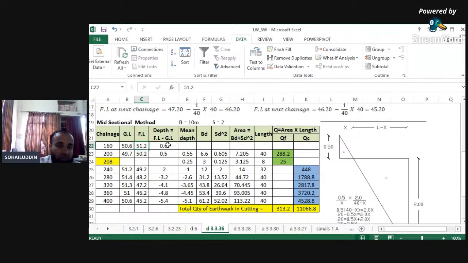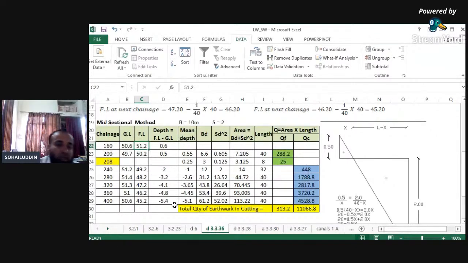Depth is nothing but FL minus GL. So FL minus GL is 51.2 minus 50.6. So 0.6 will be the difference. 50.2 minus 49.7, difference will be 0.5. Here, as it is change in changes, we will calculate this later. So 49.2 minus 51.2, that difference is minus 2. Here it is minus. From filling it has changed to cutting, positive to negative. There is change in changes from filling to cutting. Again 48.2 minus 51.4, that is minus 3.2. Again 47.2 minus 51.3, same way minus 4.1, minus 4.8 and minus 5.4.